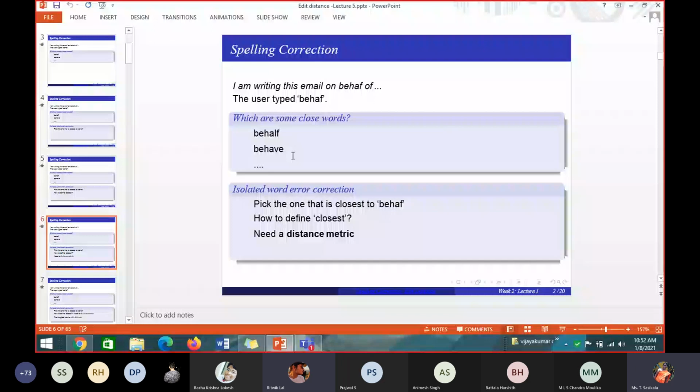Any distance measure you have used to find the distance between any two points and finding the closest? No, I am not asking about the error. I am finding the closest. I have written one word. What are all the words which are closest to that word? I'll be finding the distance between the main word and all other words. Any distance metrics you have learned?